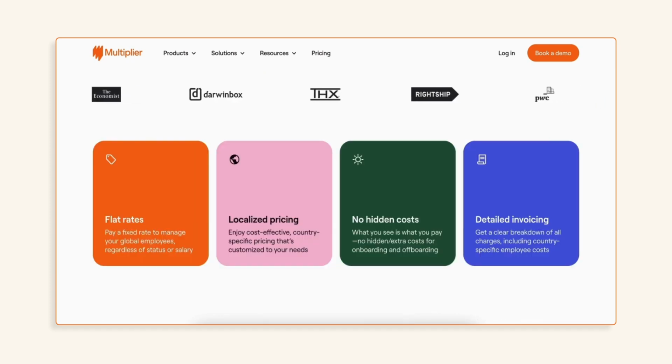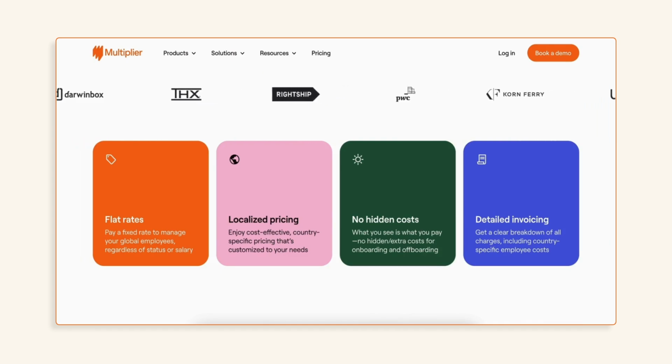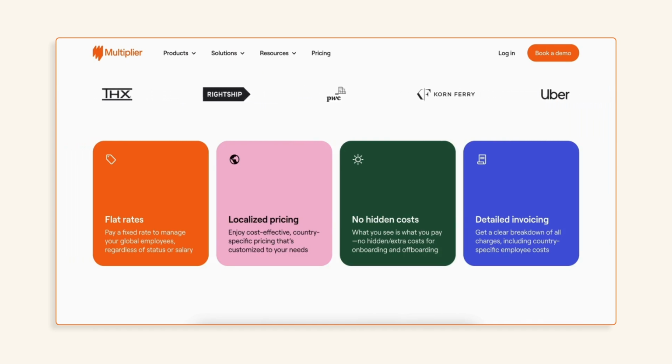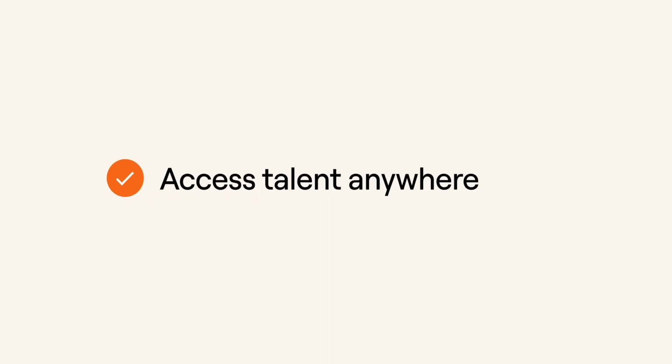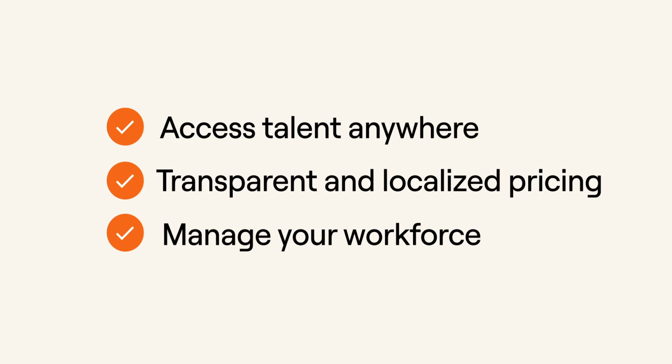By choosing Multiplier, you're not just reducing your total cost of ownership, you're building a cost-efficient and scalable global workforce solution. You can access talent anywhere in the world without the financial burden of local infrastructure, enjoy transparent and localized pricing, and manage your entire workforce with a single platform.